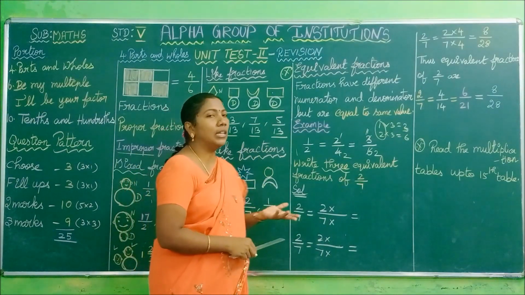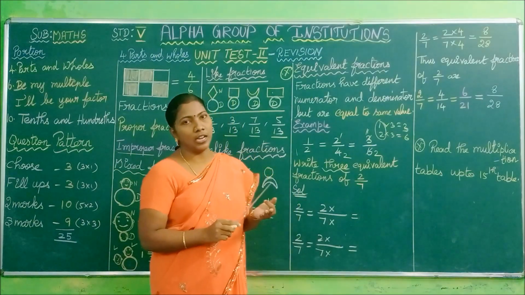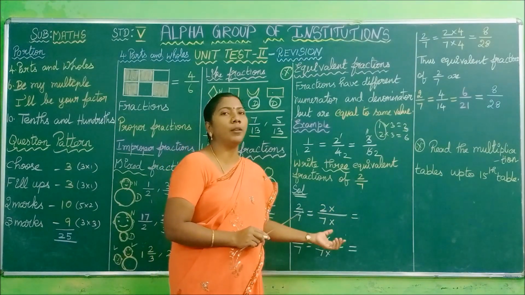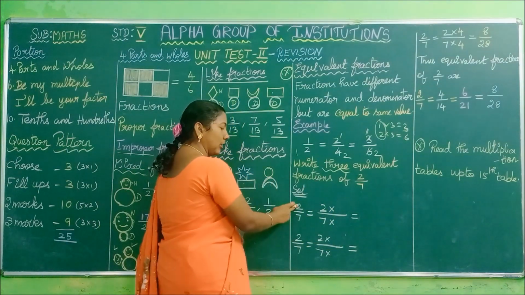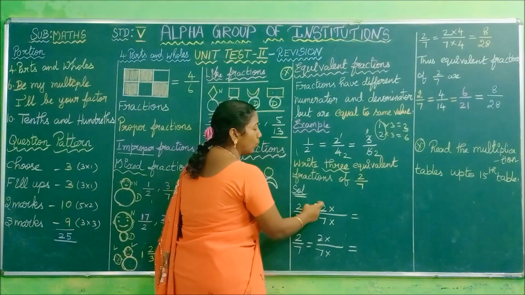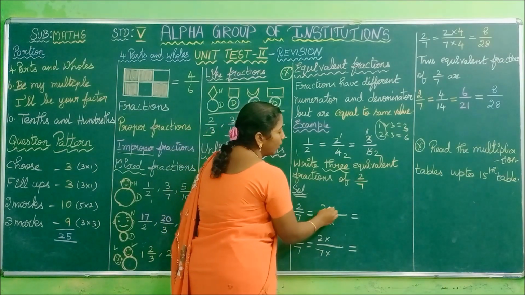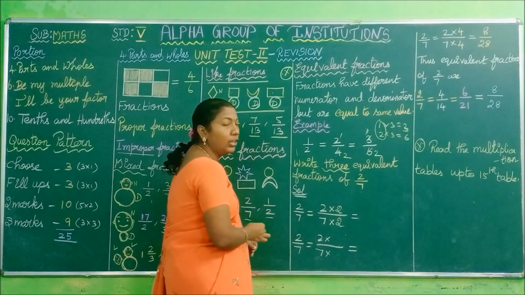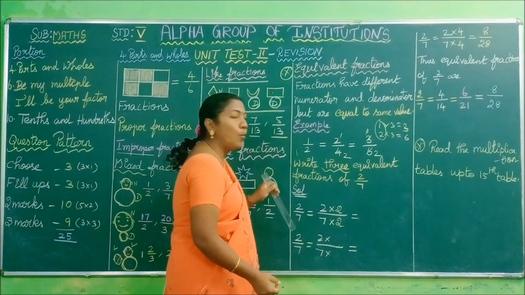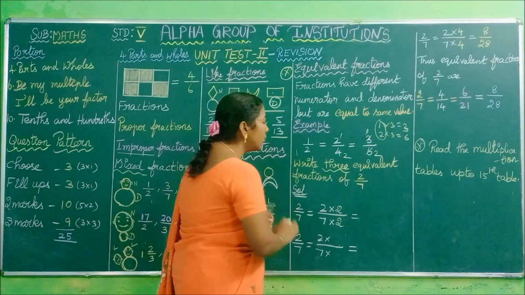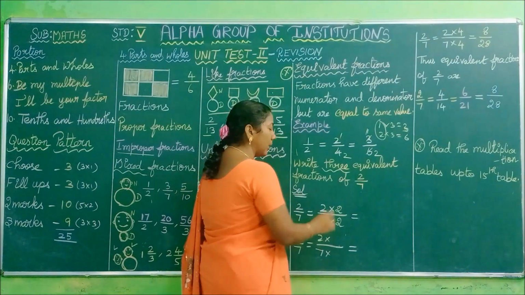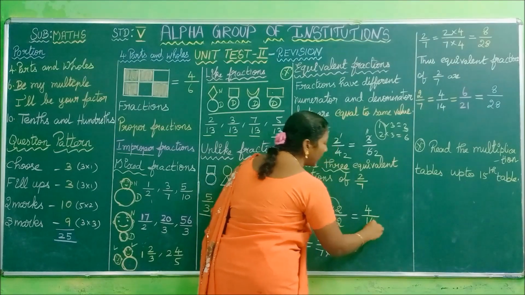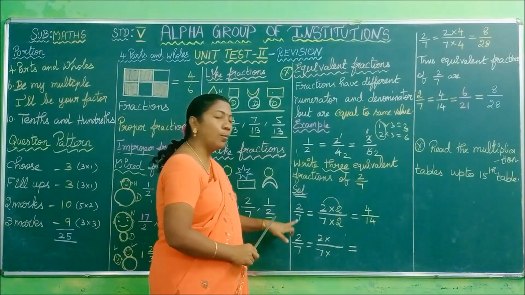I am choosing the numbers first 2 and then 3 and then 4. You have to multiply the given fraction's numerator and denominator by the number. First write 2 by 7 equals 2 by 7 into 2. Here you multiply the numerator and denominator by 2. I have chosen the number 2. Next multiply the numerator and the denominator. So 2 2s are 4, 7 2s are 14. Thus we got one equivalent fraction of 2 by 7.